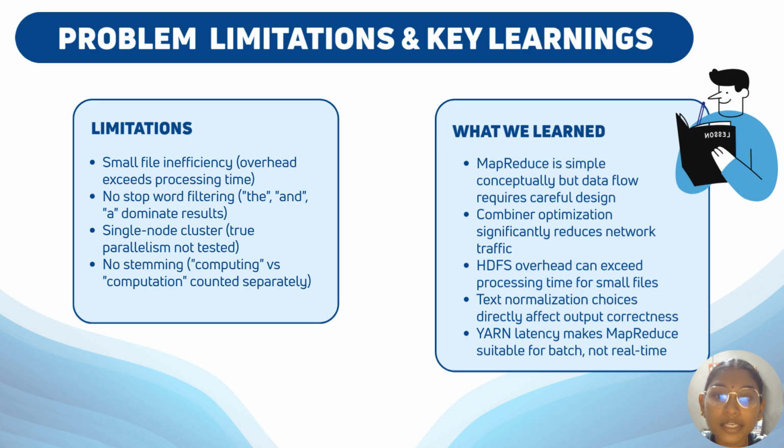From this, we learned that MapReduce is simple conceptually, but data flow requires careful design. The combiner significantly reduced network traffic. HDFS overhead can exceed processing time for small files. Text normalization affects correctness, and YARN latency makes MapReduce suitable for batch jobs and not real-time queries.